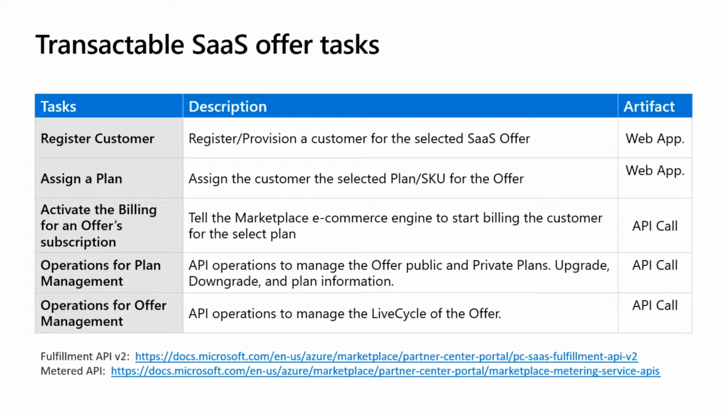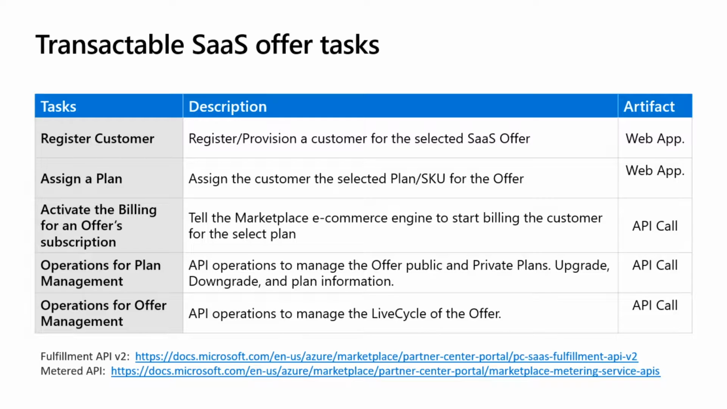Also, you need to have the ability of assigning a plan to that customer, and also to upgrade or downgrade from a plan, right? So that will come from a web app based artifact. The last three areas are activating the billing, so we can start billing the customer, and operations for upgrade, downgrade, and operations for the offer management lifecycle. Those all come from the API calls.